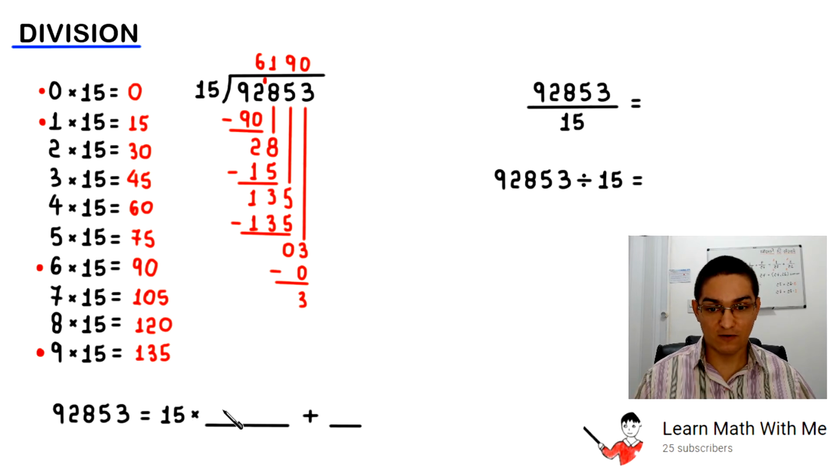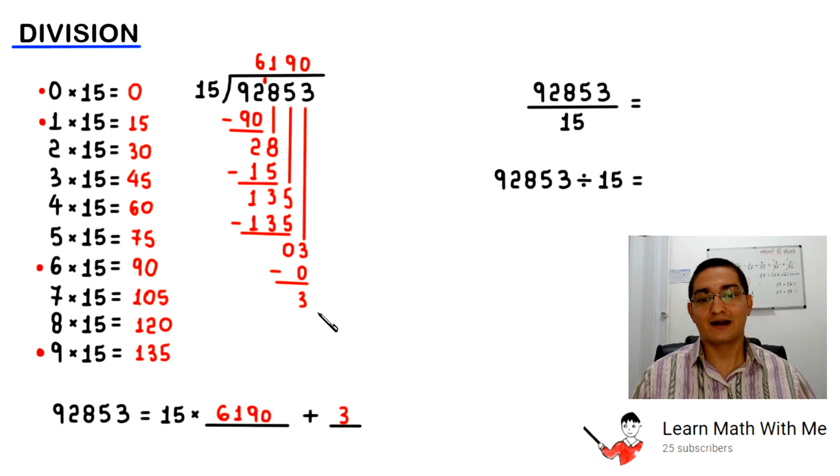Let's write that down. We can now say that 92,853 equals 15 times 6,190 plus 3. The dividend is equal to the product of divisor and quotient added to the remainder. For instance, if you want to divide 92,853 books equally among 15 schools, each school receives 6,190 books, and there are 3 books left over. You cannot divide 3 books equally among 15 schools.